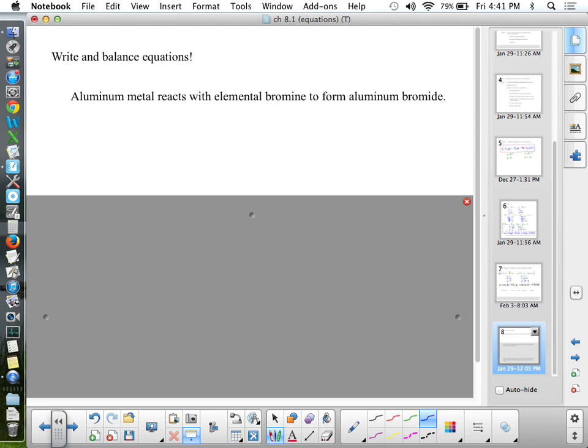Aluminum metal reacts with elemental bromine to form aluminum bromide. Aluminum metal is just monatomic. Bromine, however, is diatomic. Aluminum bromide, we learned in Chapter 7 how to go from the name of a compound to the formula. We know aluminum occurs as 3 plus cations. The bromide anion is Br minus, so that lets us write the formula as AlBr3.